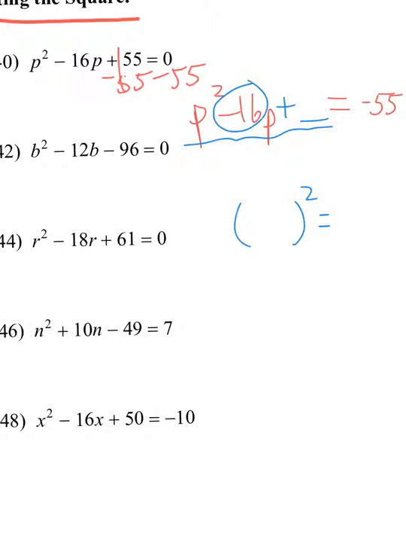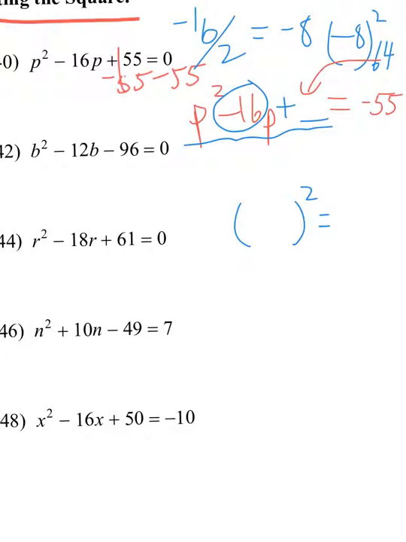You go to the b value, the thing in front of p, and it's negative 16. You take half of negative 16, or half of whatever it is, which is negative 8, and you square it. So what's negative 8 squared? 64. So I want to take that 64 and add it here. If I looked at factoring this trinomial, it would factor into p minus 8 and p minus 8.